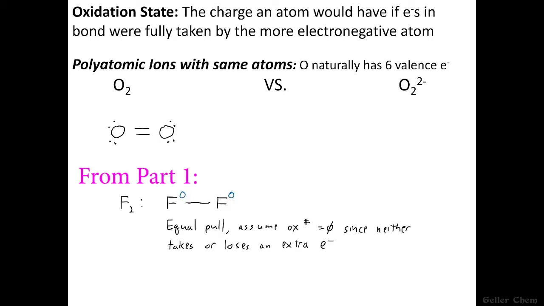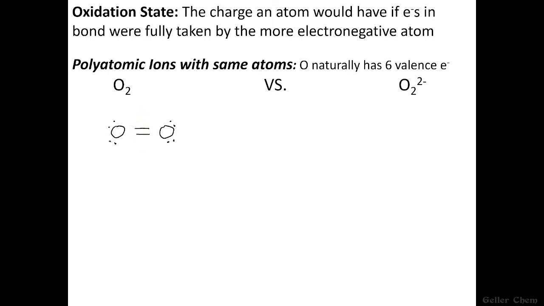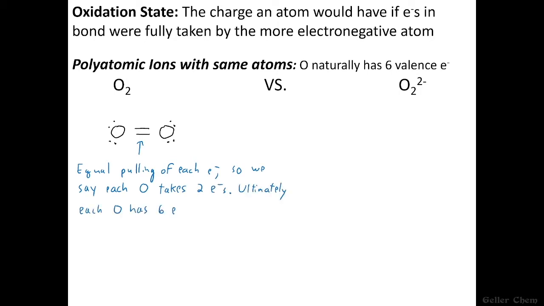Well, we've already seen a situation where both atoms were the same, and the fact that there's now a double bond between the atoms changes nothing. We would say that there is still an equal pulling of each electron, and so we say each oxygen takes 2 electrons, and so ultimately each oxygen has 6 electrons to itself, and the oxidation state would equal 0, since this is the natural amount of electrons.